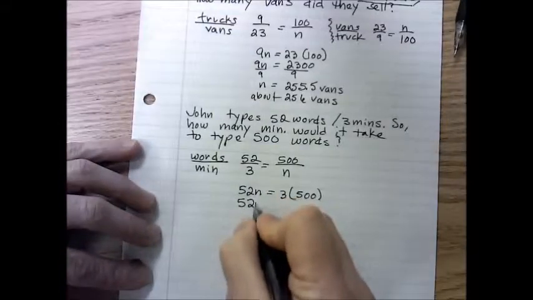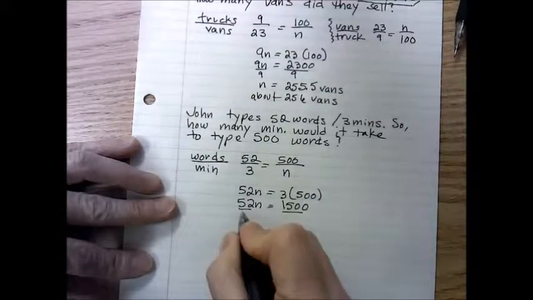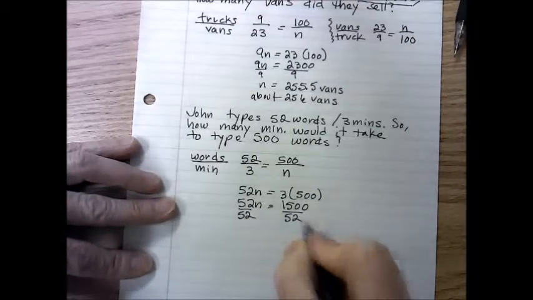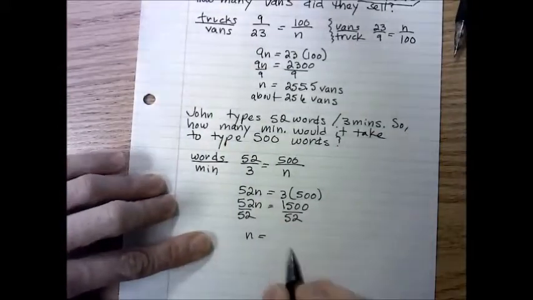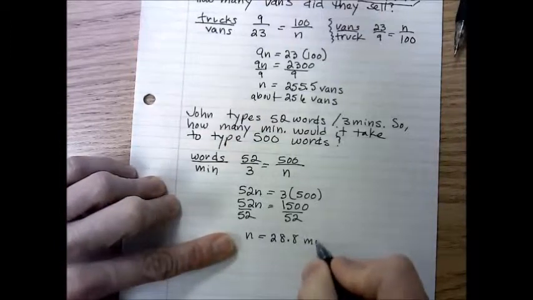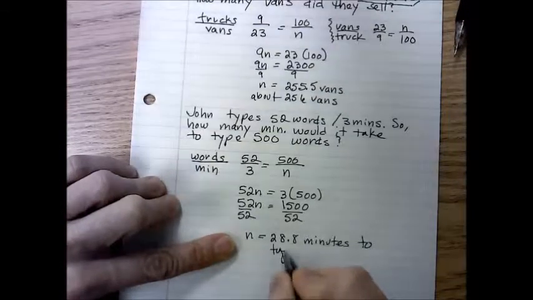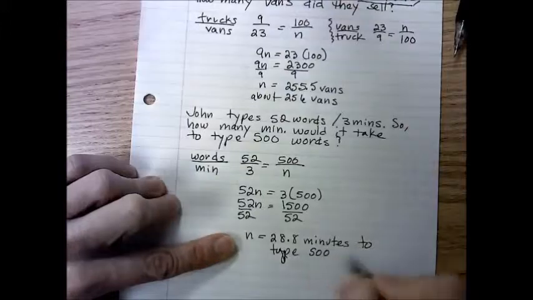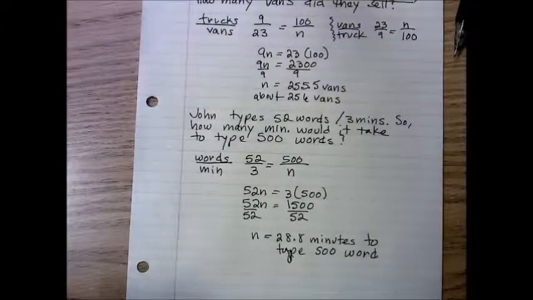And 52n equals 1,500. Now if we divide both sides by 52 to isolate that variable, we're going to get that n equals 28.8 minutes. All right. To type 500 words. All right. I hope that's been helpful, and that's the short and long of a basic proportion problem.